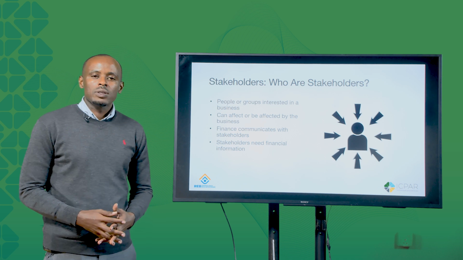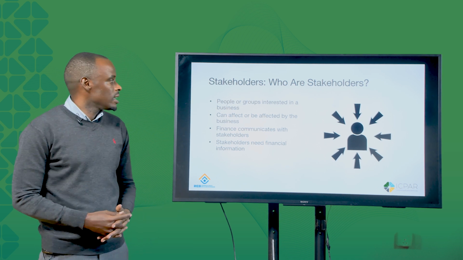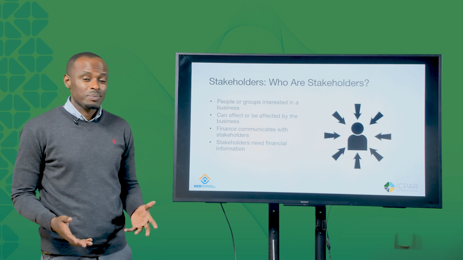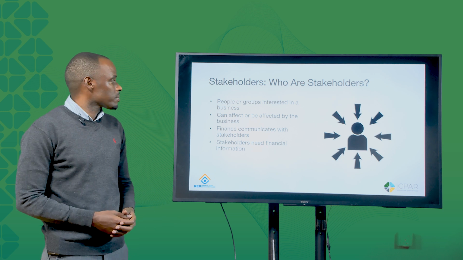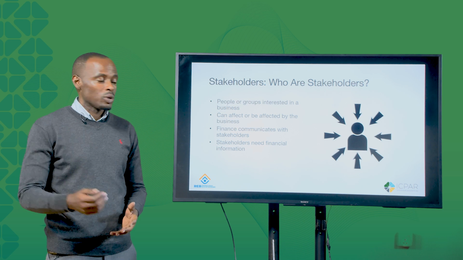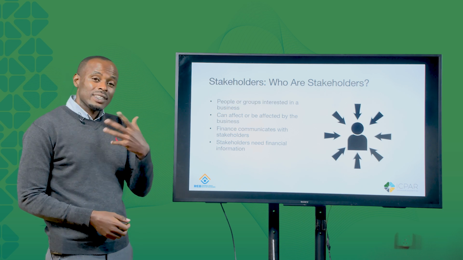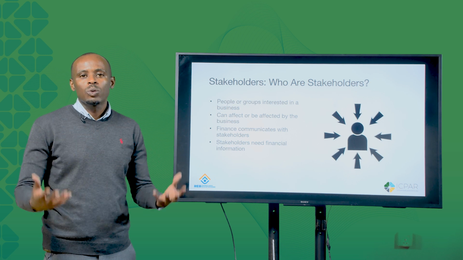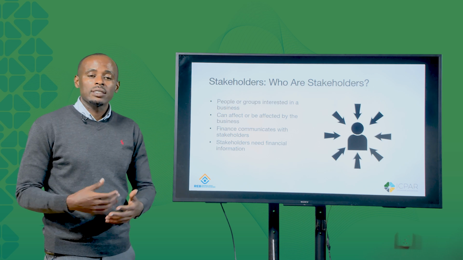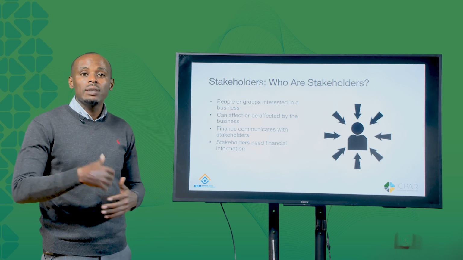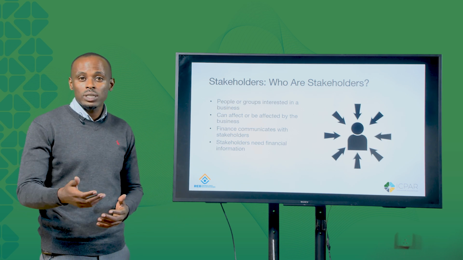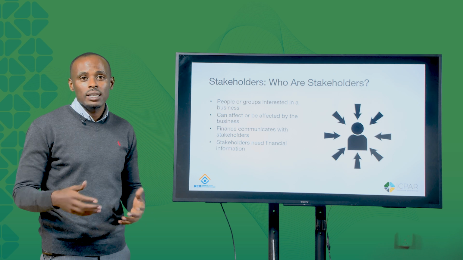Now we are going to talk about stakeholders. Who are stakeholders? Stakeholders are people or groups that are interested in a business, and they can be interested in various ways. These can also be people who affect or are affected by the business or the organization. The finance function communicates and engages with these various groups of people in various ways. One way that stakeholders are involved with the finance function is they sometimes need financial information to make decisions. Think about, for instance, shareholders who might need information to understand how their business actually performed.